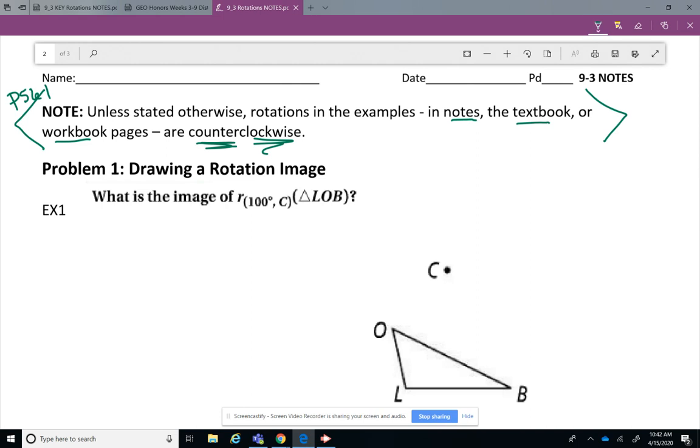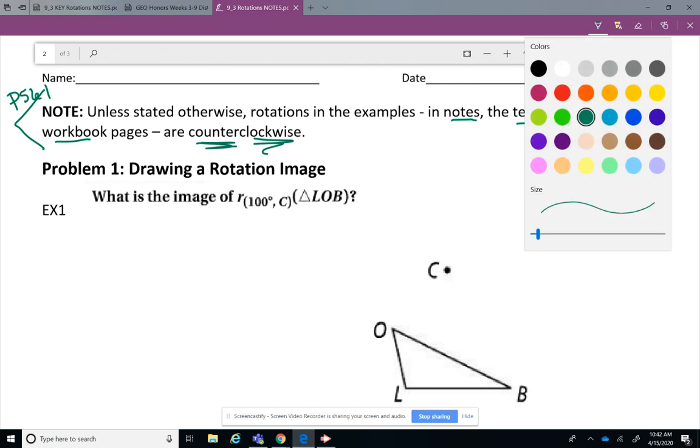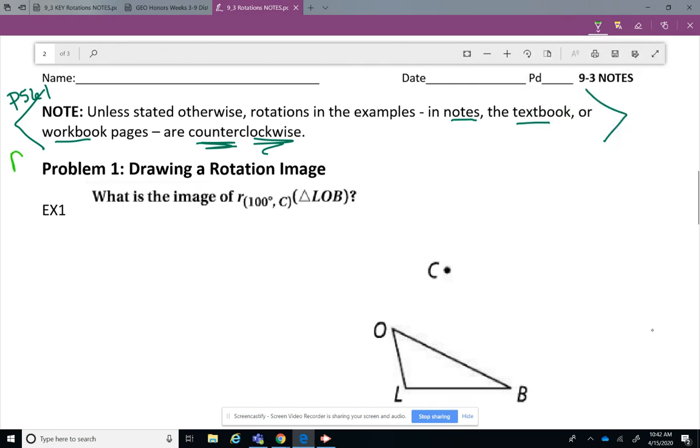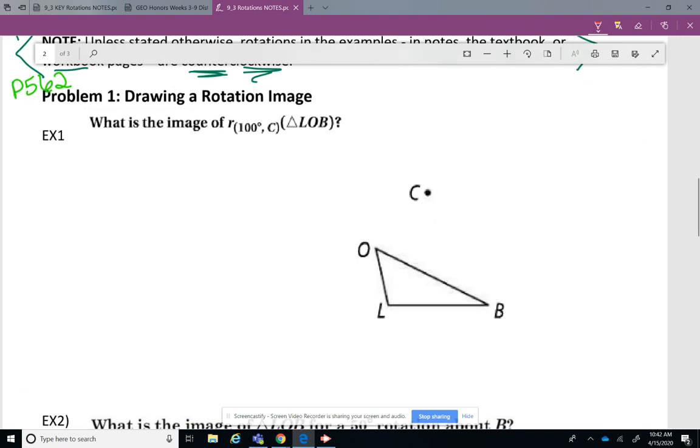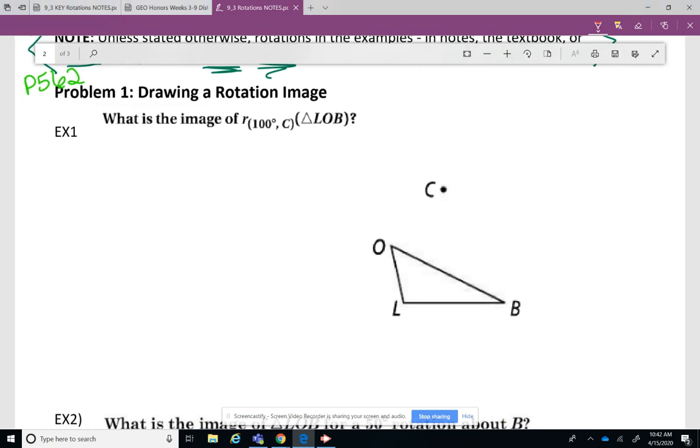All right. Let's go ahead and look at problem 1. This is located on page 562. So this is page 562. This is our first problem. And we're going to draw a rotation image. Now, this is going to be quite interesting, okay? Because I cannot put a ruler on my screen and I cannot put a protractor on my screen. But if you want to pause right now and get your ruler and protractor, this is going to greatly help you do this. So go ahead and pause me if you need to and get that.